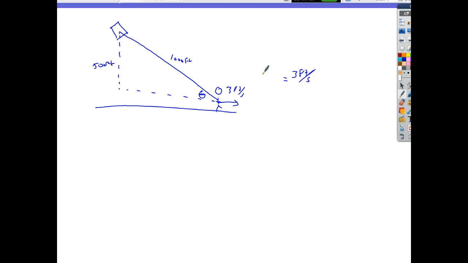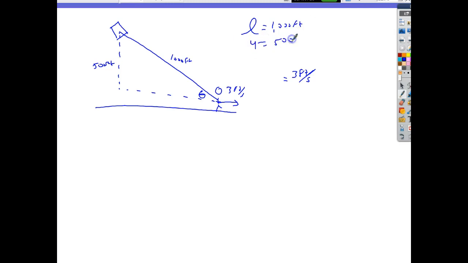The initial velocity? No, the initial length. So the length of the rope is what? 1,000 feet. That doesn't change, right? Yeah, we know the initial height. What's the initial height? 500. Can I call that y? Yeah. So y is 500.